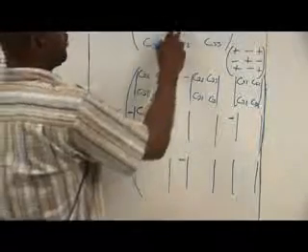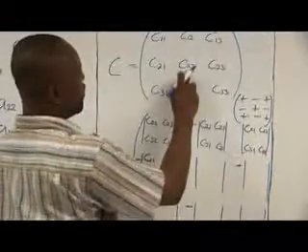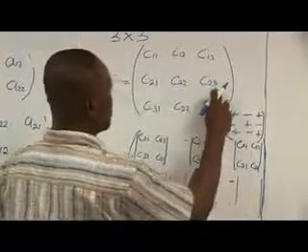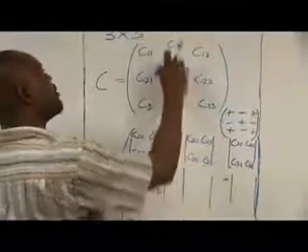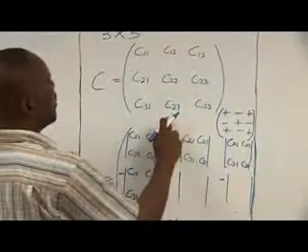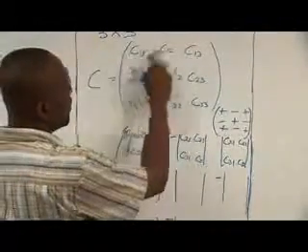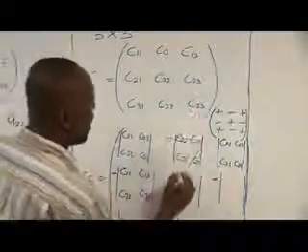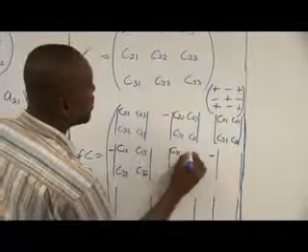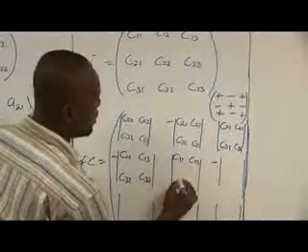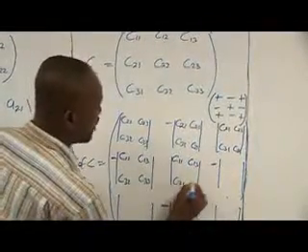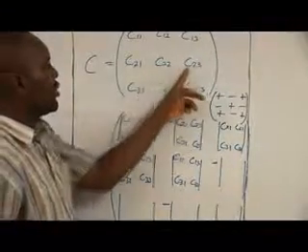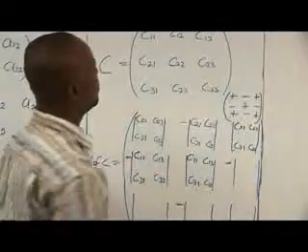For C22, what will be the minor for this? Rule out the row containing C22. That's row 2. And the column containing C22. That's column 2. What do we have left? C11, C13, C31, and C33. That's for C22.